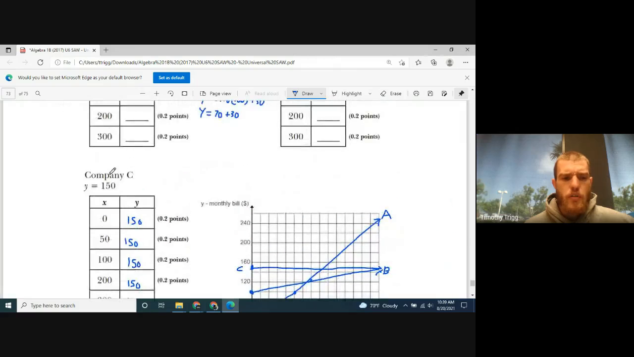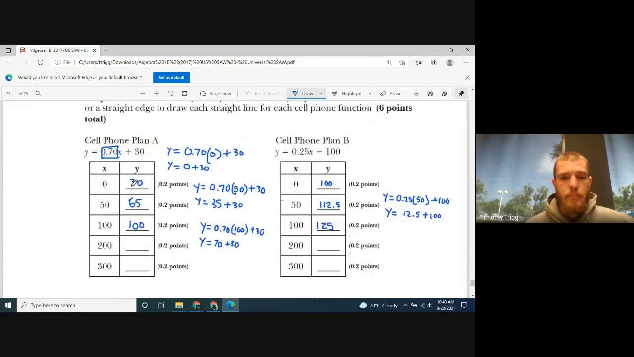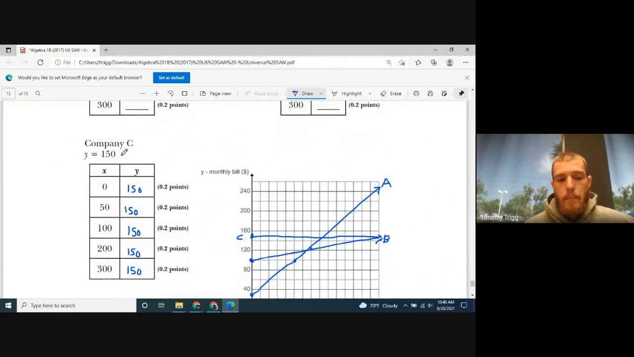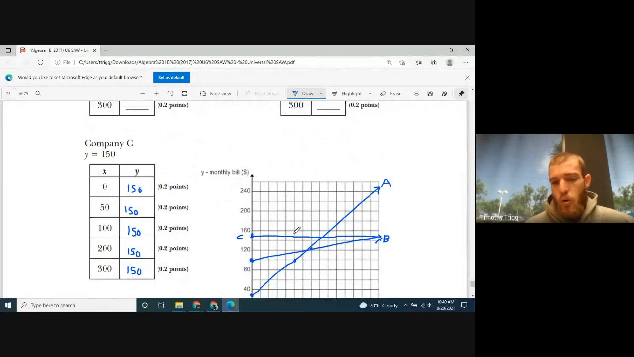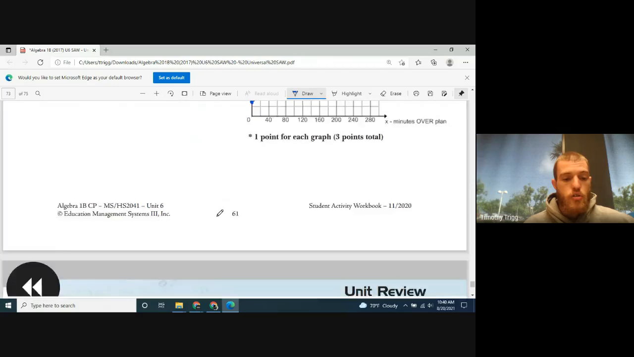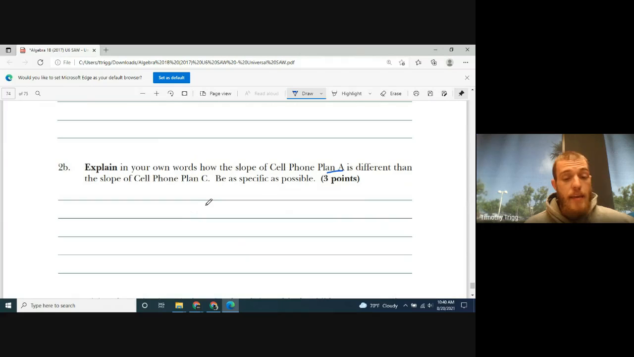Well, what's the slope for cell phone plan C? Well, it just has a y equals 150. It doesn't have something times the x, right? But notice it's just a straight horizontal line. A horizontal line has a slope of 0. So you would say that cell phone plan A has a slope of 0.7, and that's why it's going upwards, right? A positive slope, it's going upwards. And cell phone plan C has a slope of 0, which is why it's a perfectly horizontal line.